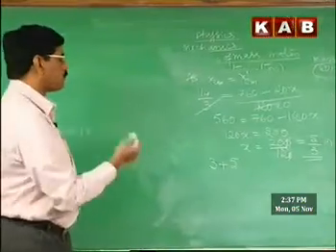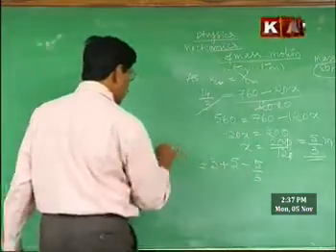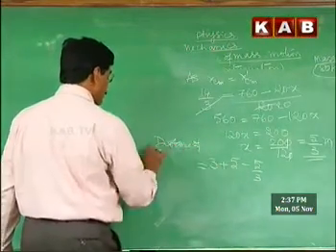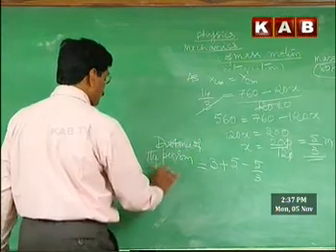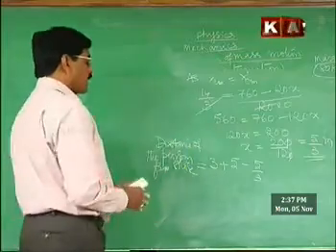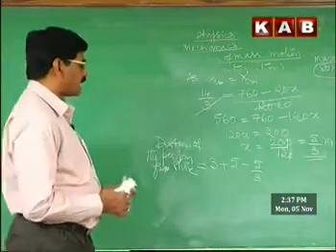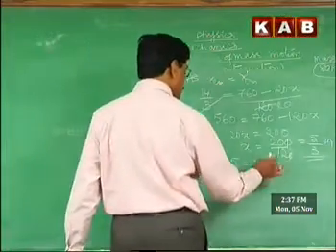Meanwhile, the boat has moved back by 5 by 3 meters. Therefore, this is the distance of the person from the shore. Final distance of the person from the shore is this. If the boat does not move, it would have been 8 meters, but the boat has moved back by 5 by 3 meters. Therefore, effective distance is 3 plus 5 minus 5 by 3.